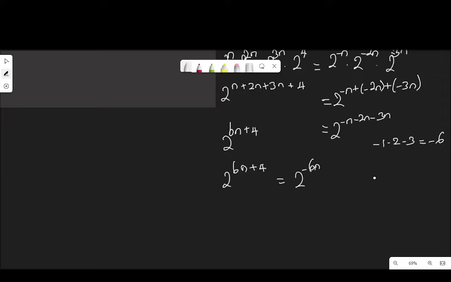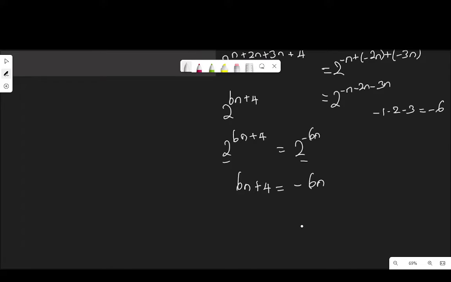So now in indices, when solving exponential equations, if the bases are the same, we equate the powers or the indices. On the other hand, if the powers are the same, we equate the bases. So in this case, the bases are the same. We have 2 here and 2 here. So we are going to equate the powers. That means 6n plus 4 is equal to negative 6n.